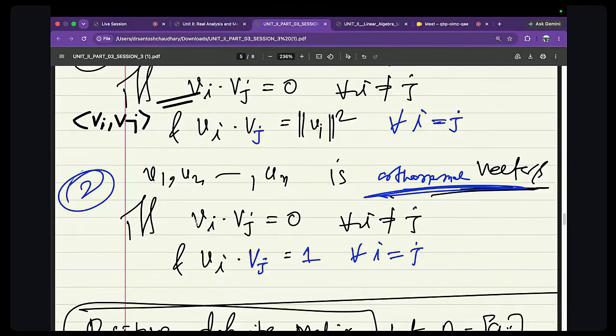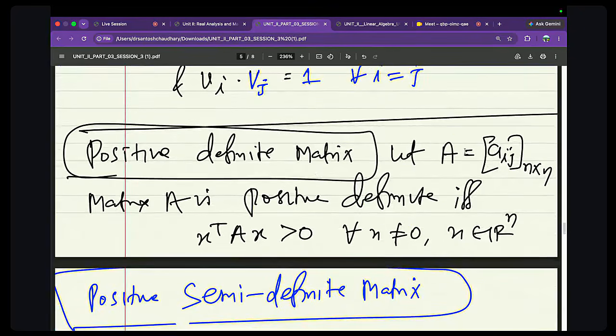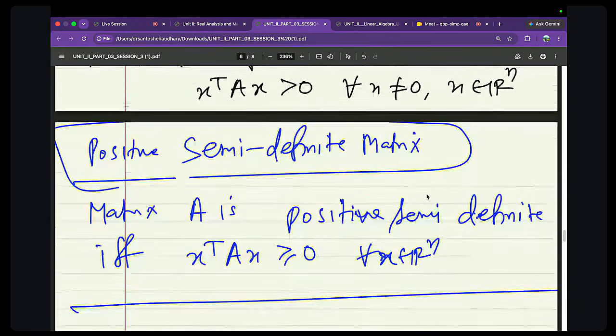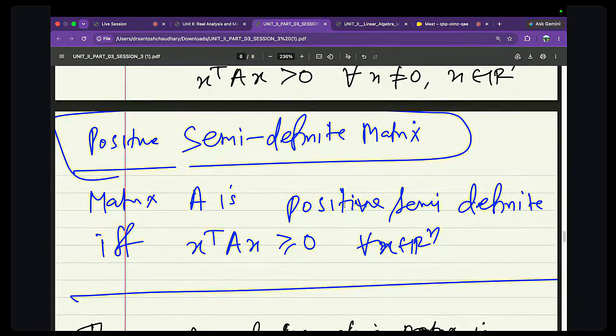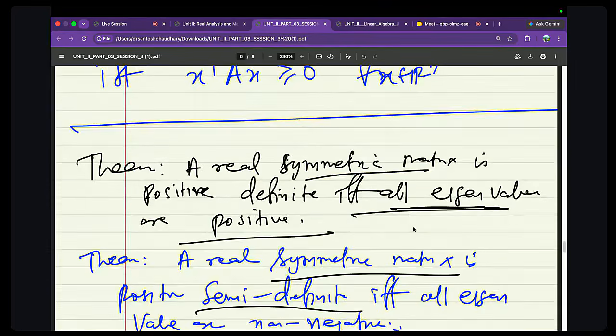Okay. So Vi, Vj will be 0 for i different than j. Vi dot Vi will be 1, meaning mod Vi or norm Vi will be 1. Okay. Positive definite, you have already seen. A is said to be positive definite if X transpose AX is positive for all X non-zero. Matrix A is positive semi-definite if and only if X transpose AX is more than or equal to 0 for all X belongs to Rn.